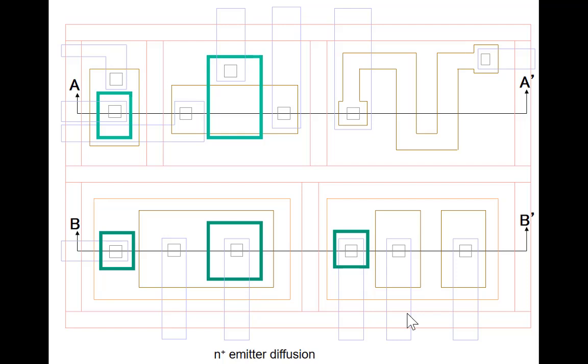Next thing I do is the N plus emitter diffusion. Here we see where the N plus emitter diffusion sits. Notice also we're putting an emitter diffusion out to the side here of what's going to be the transistor. This is going to eventually be used to make contact to the collector. We make it here. We also put it outside here.